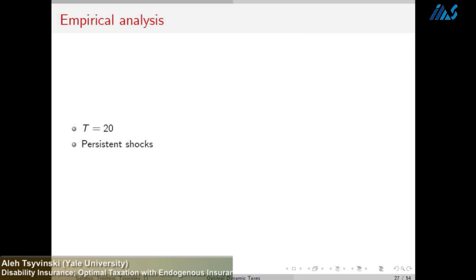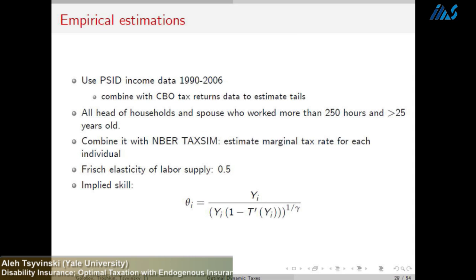Let me now have a more serious empirical analysis. I'm going to have a model which lasts for 20 periods, with each period being two years of life. I'm going to take agents from age 25 to age 65. And first, what I want to do is to calibrate this model.